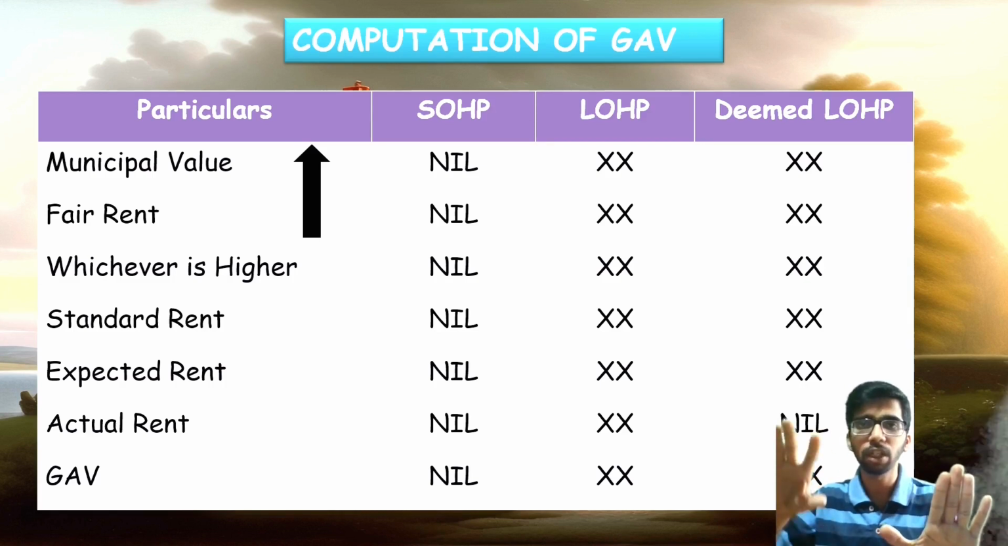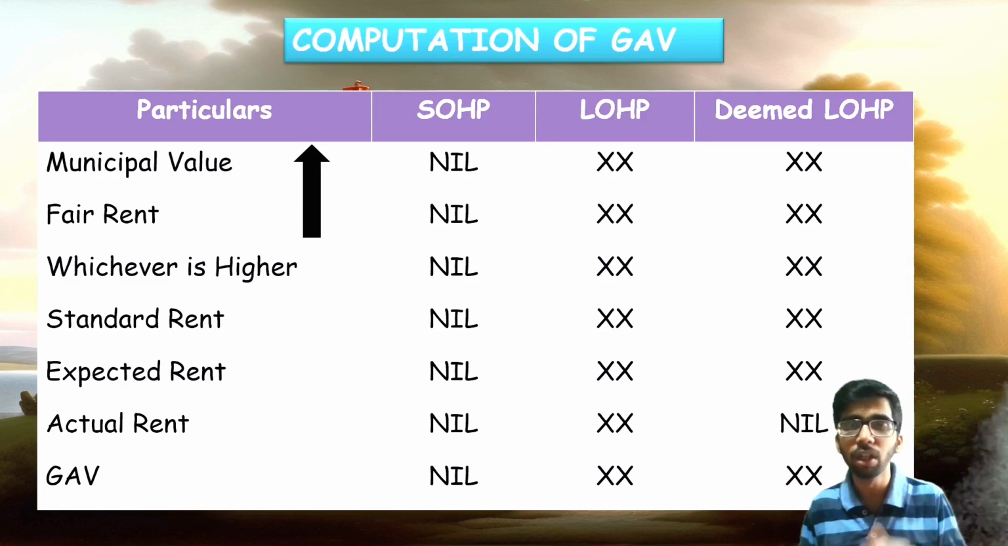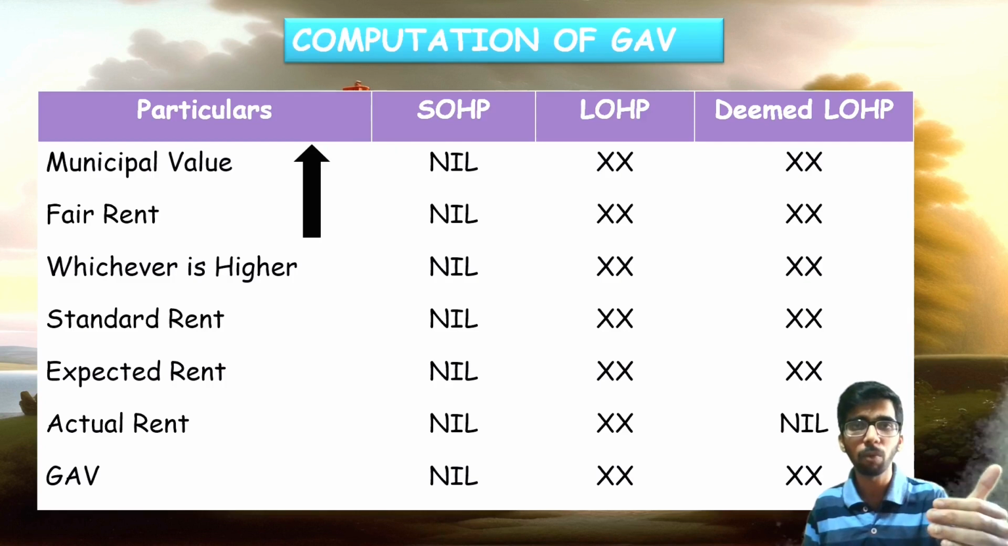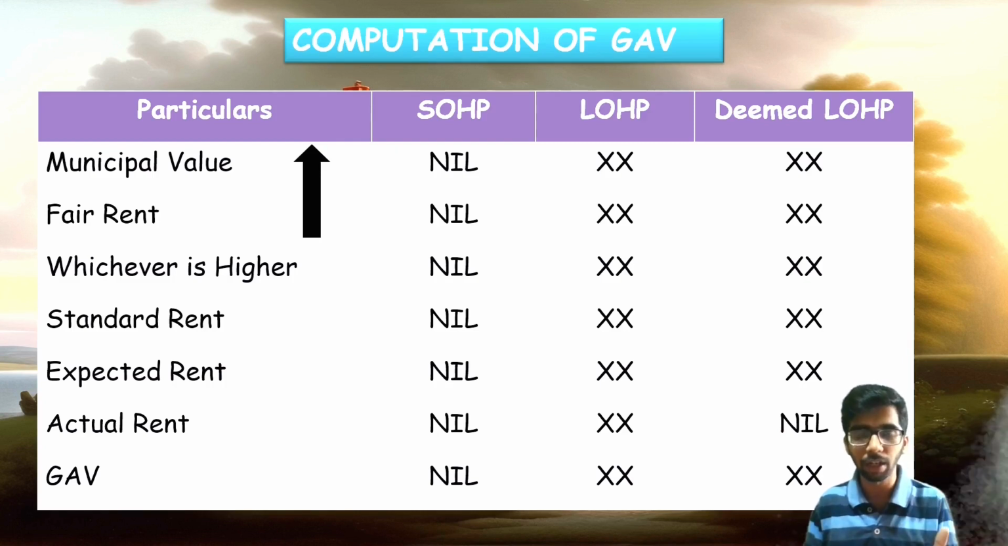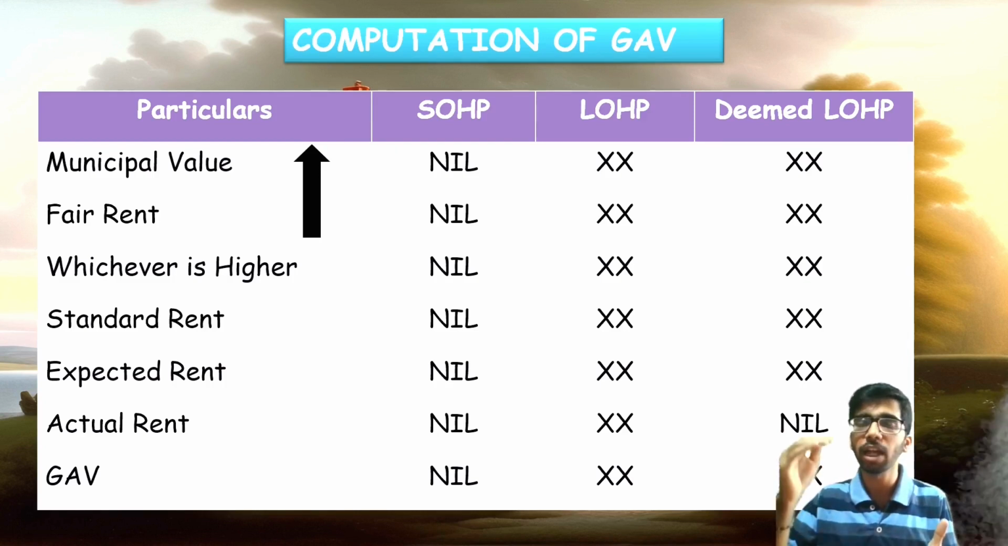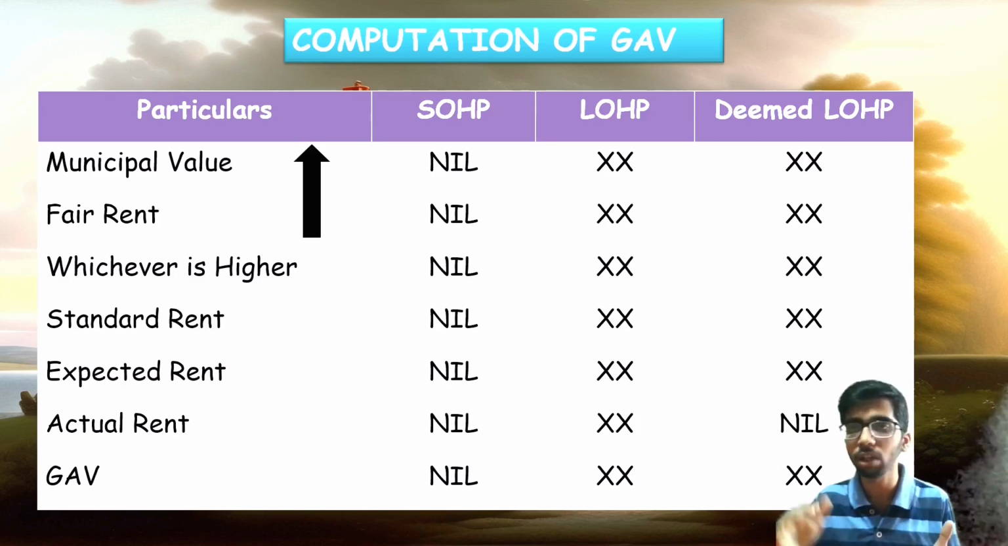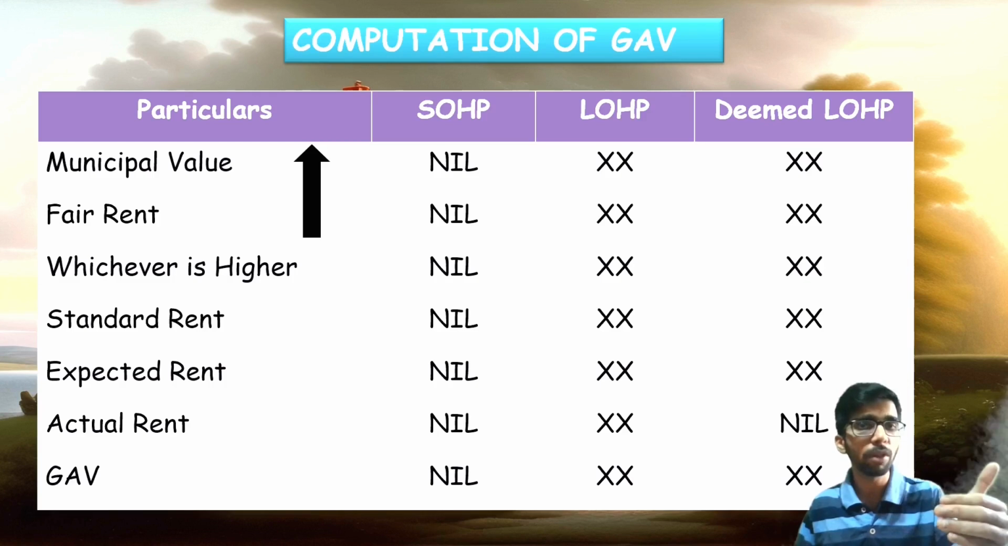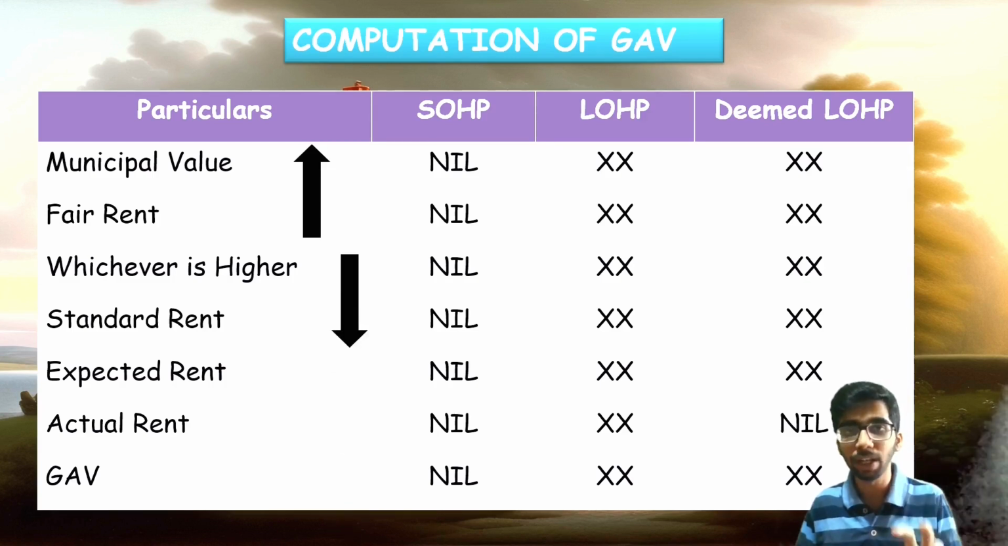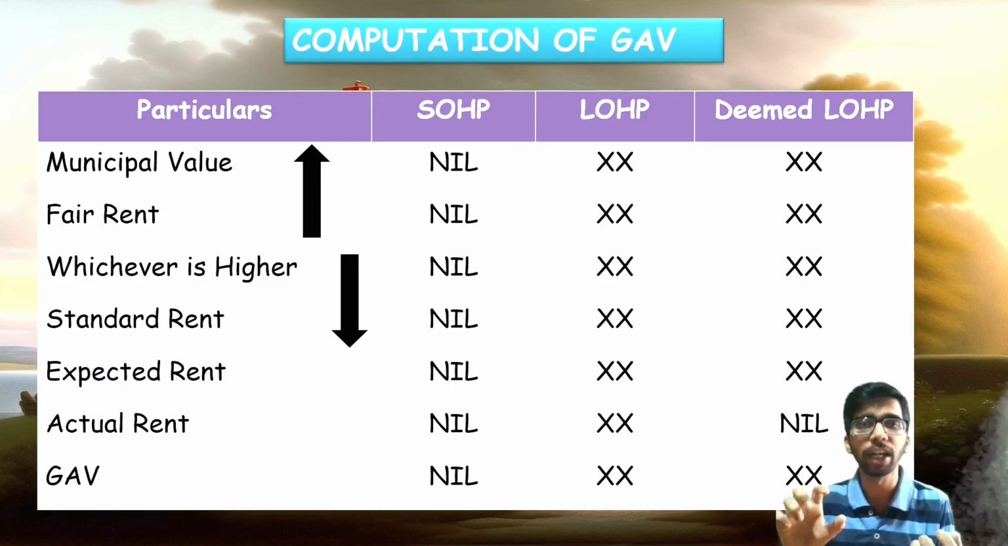We are going to discuss the LOHP and deemed LOHP, whichever is higher. That higher portion should be compared with the standard rent. Standard rent means rent as prescribed by the Rent Control Act. There is an act called the Rent Control Act. That value will be compared with the standard rent, and whichever is lower is called the expected rent.